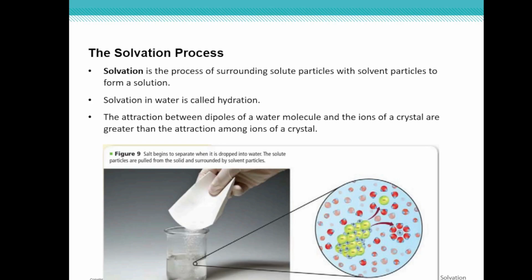Solvation in water is called hydration. So hydration is just a specific type of solvation where the solvent happens to be water. Just like when we talked about aqueous solutions, or solutions that are in water, hydration is the process of solvation. In chemistry, the solvent that we use most often is water, so we have to understand this concept.